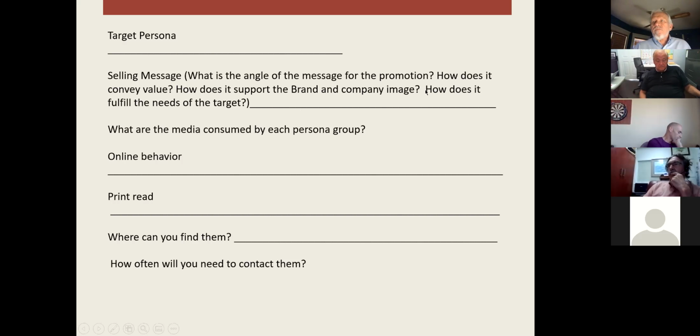But you want to talk about what is the angle of the message? Now you're thinking about copy because of your positioning, but if you have a certain type of individual, that positioning sometimes needs to be tweaked for that persona. How does it convey value to that person? It's a totally different thing if you're selling to a purchasing agent than if you're selling to a consumer. People like CFOs are much harder to sell to than someone who might be in the marketing spot.